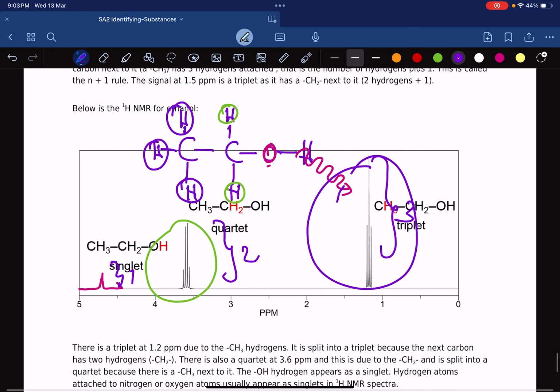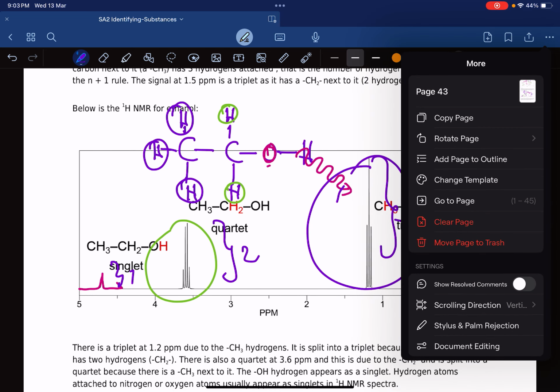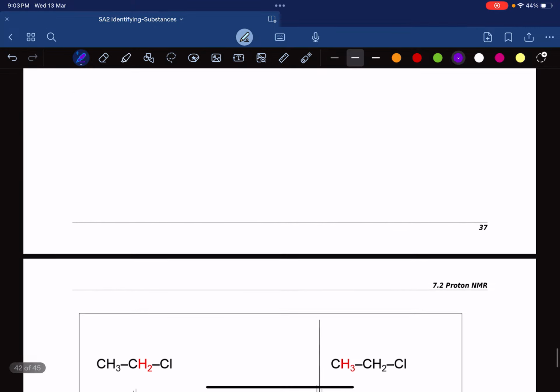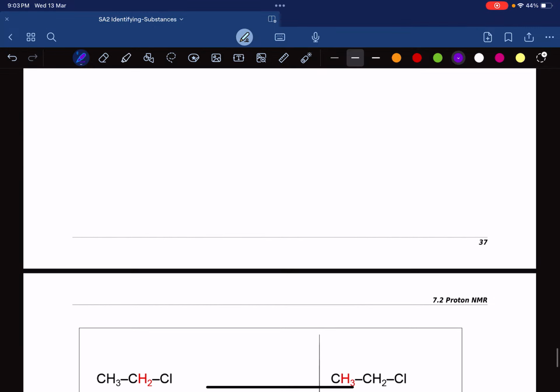So that basically is the splitting of the hydrogen NMR. And that concludes NMR. So you need to do practice. You got to look at all the worksheets and do some practice.